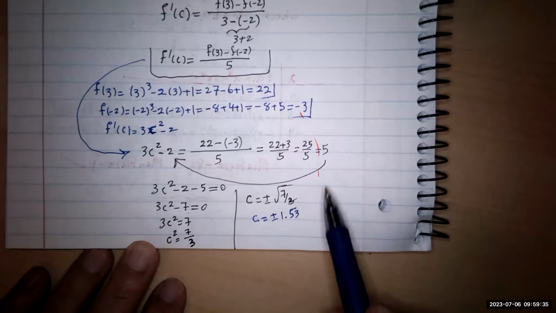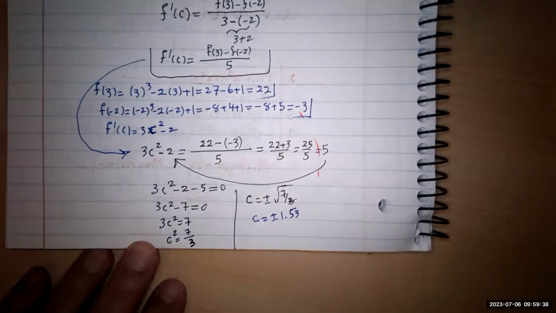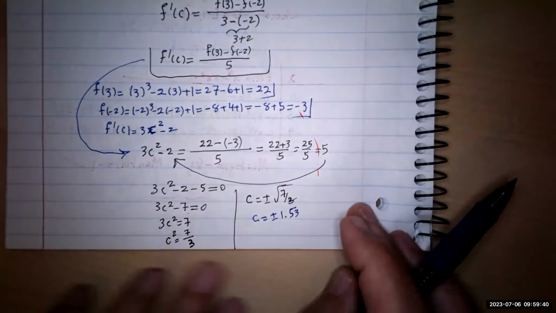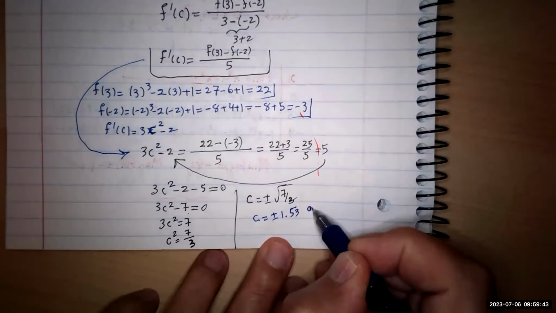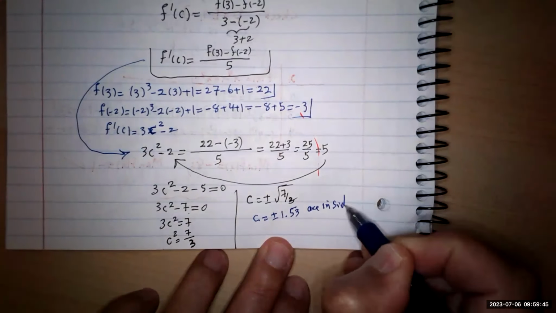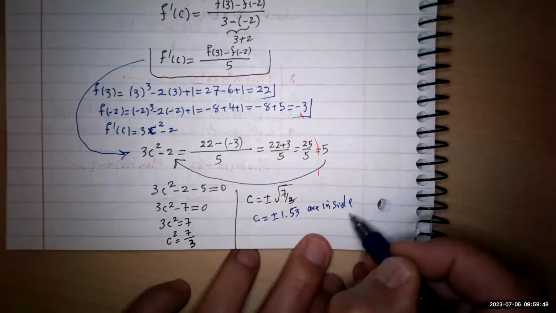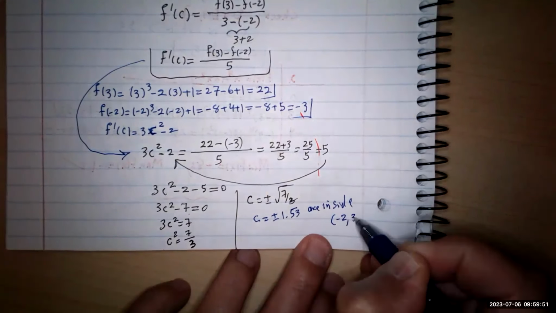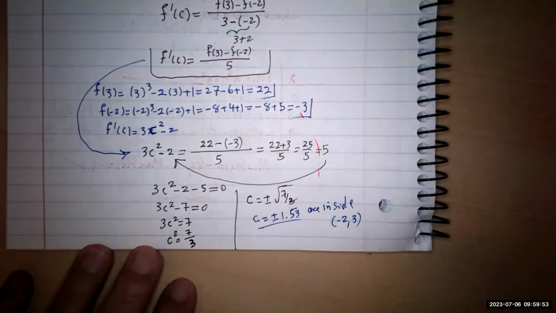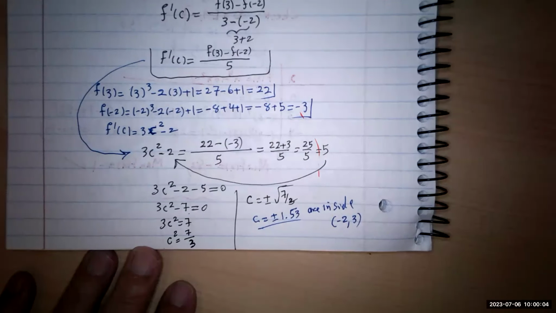Remember, these must be inside the interval. Both of them are inside -2 and 3, so we accept them. Remember, it cannot be -2 or +3, it must be inside. One solution would be fine, but if you get two solutions, you have to make sure that both of them are inside. You don't have to test it, but when it's a radical, you have to use your calculator and check that 1.53 to make sure both numbers are inside the interval, and then you're done.